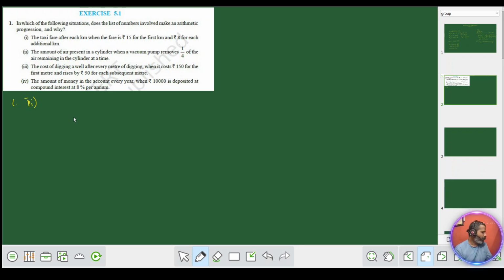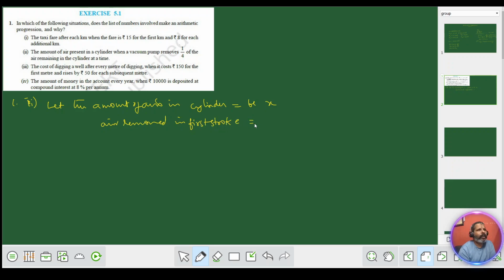Let's see what will be the answer for this. Let the amount of air in the cylinder be x. We don't know that x. So the air removed in the first stroke is how much? 1 by 4, right? So 1 by 4 of x, that is x by 4 part.